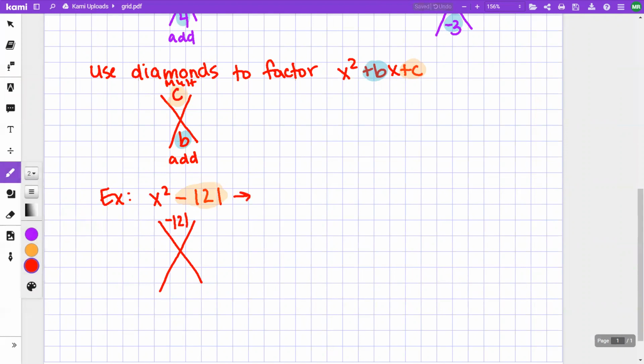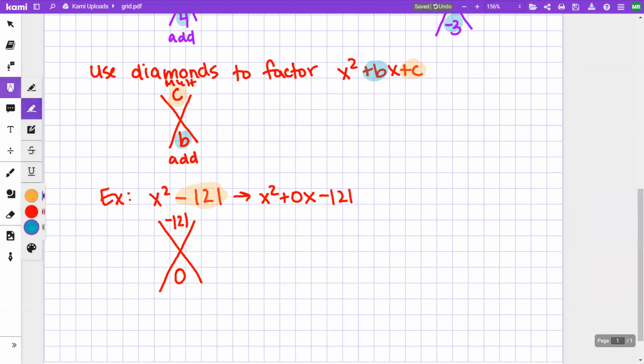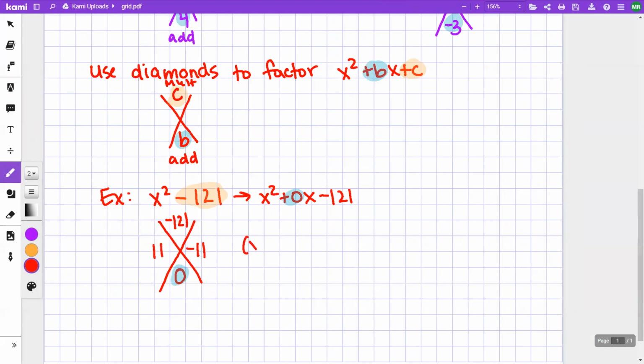Now, you can really think of this as x squared plus 0x minus 121. So this is really a 0, okay? So we're trying to figure out what multiplies to a negative 121 and adds to 0. So that's going to be an 11 and a negative 11. So our factors are going to be x plus 11 and x minus 11.